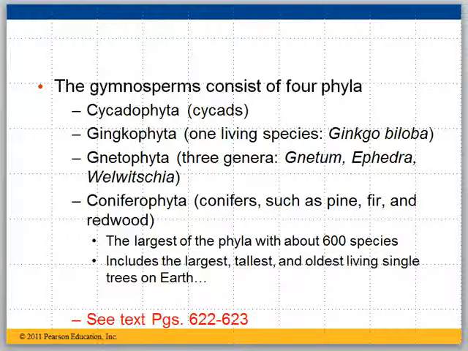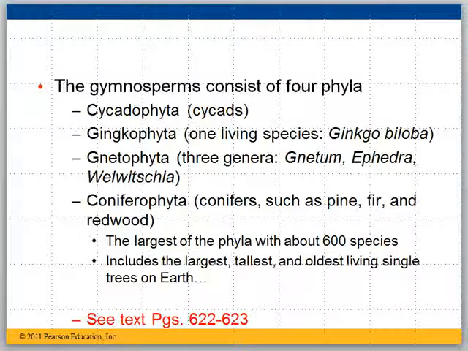There's the Cycadophyta, which would be the cycads, the Ginkgophyta, which there is only one living species of that particular phyla around now, called the Ginkgo biloba. Perhaps you've heard of that tree. The Gnetophyta, which has 3 genera, and the Coniferophyta, which would be the one that you're probably most familiar with. That would be the conifers, such as your pine, your fir, and your redwoods.